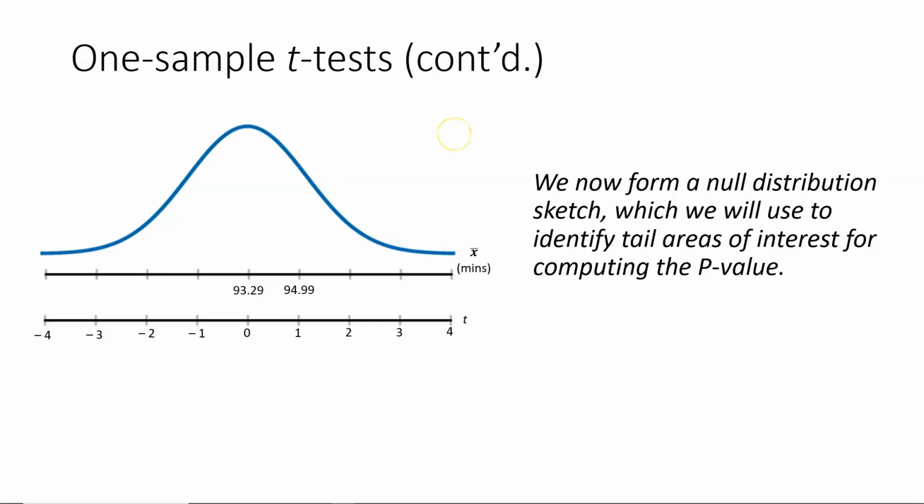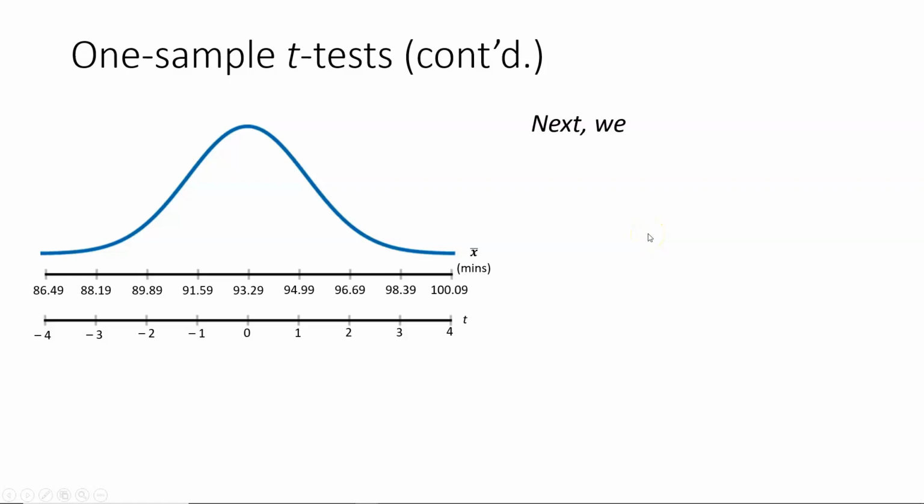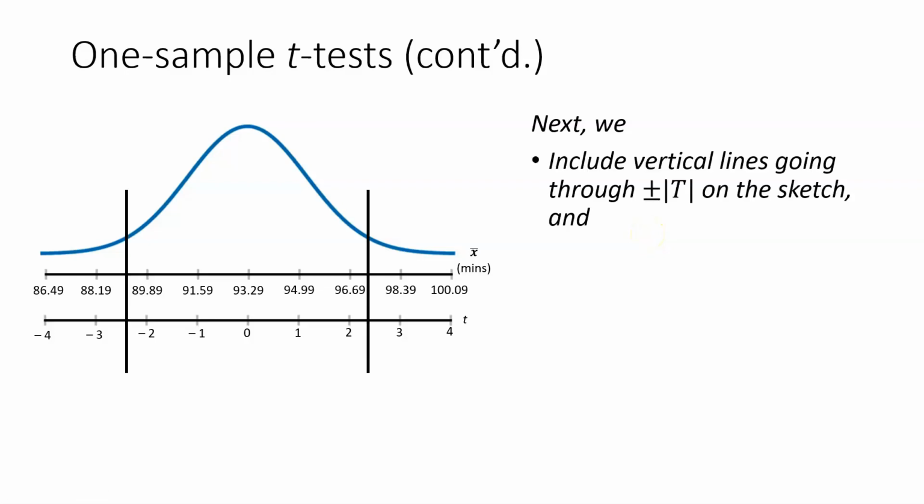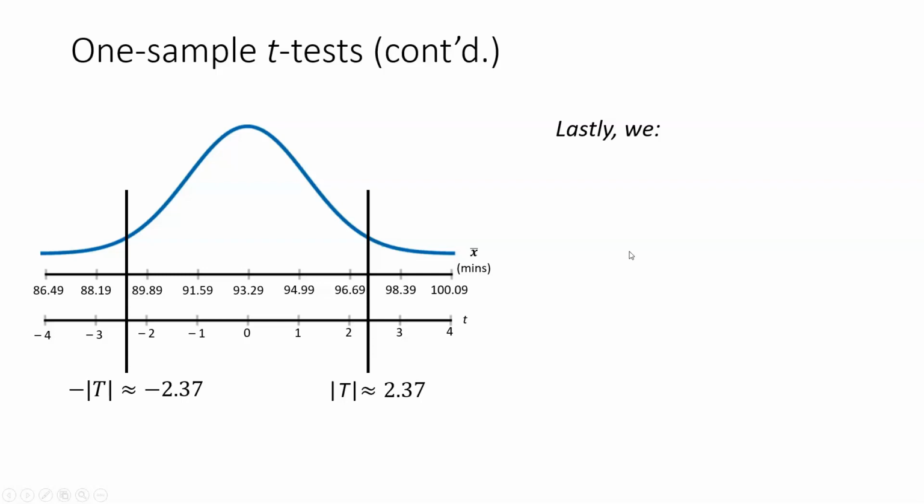I then scale upwards 4 standard errors, and I scale downwards 4 standard errors, subtracting the standard error value as I move to the left until I have scaled my axes from -4 to +4 standard errors around the null value. Continuing with our sketch, next we go ahead and include vertical lines going through plus and minus the absolute value of capital T on the sketch. We then label the bottoms of those lines with those two values.